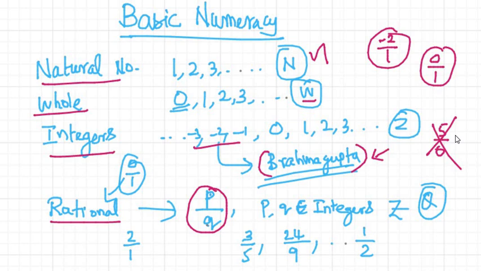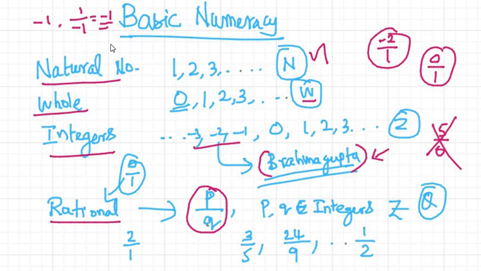Okay, I asked another question previously. Which two numbers have the same reciprocal? The answer is 1 and minus 1. What is the reciprocal of minus 1? It is 1 by minus 1. What is 1 by minus 1? It is also minus 1. So there are two numbers which have the same reciprocal: 1 and minus 1.